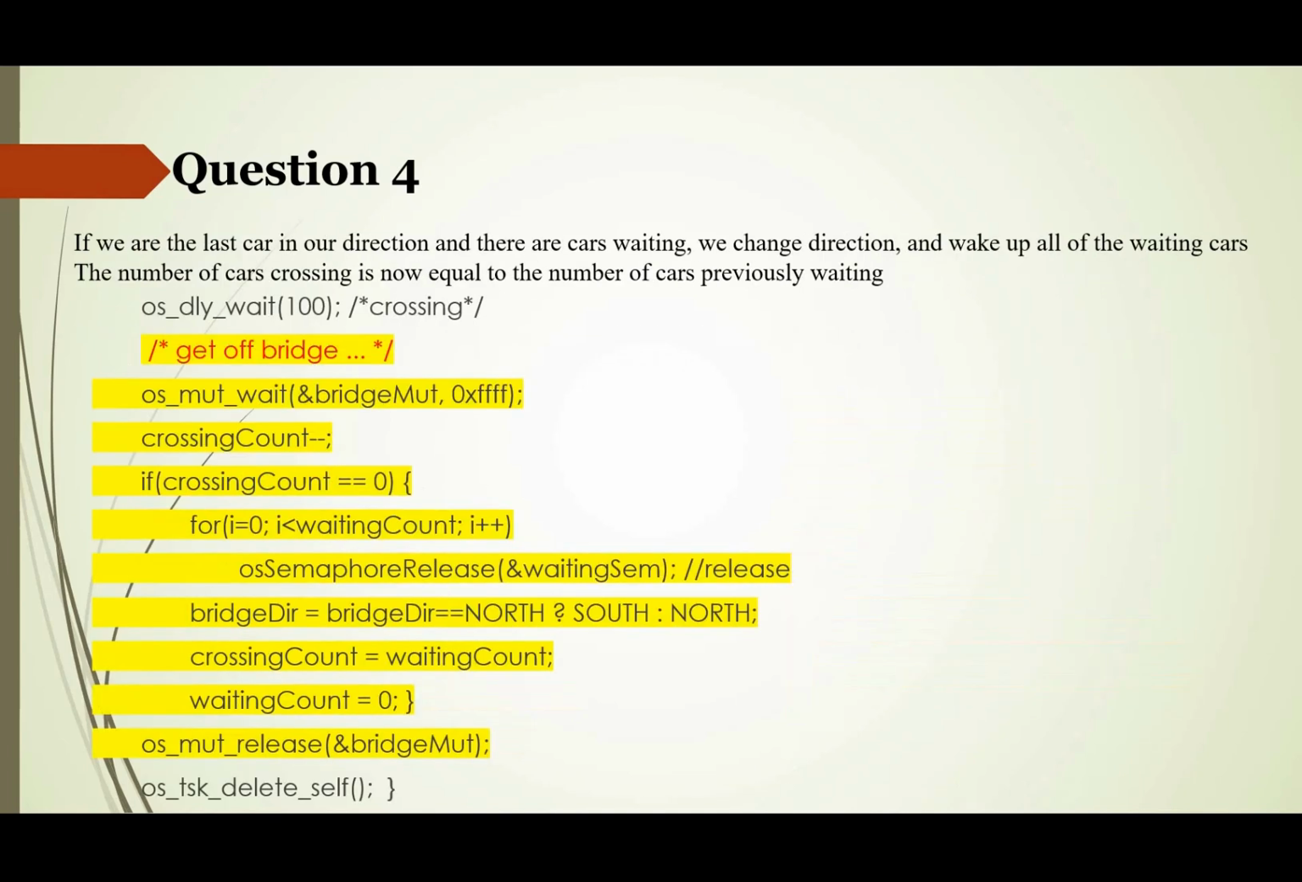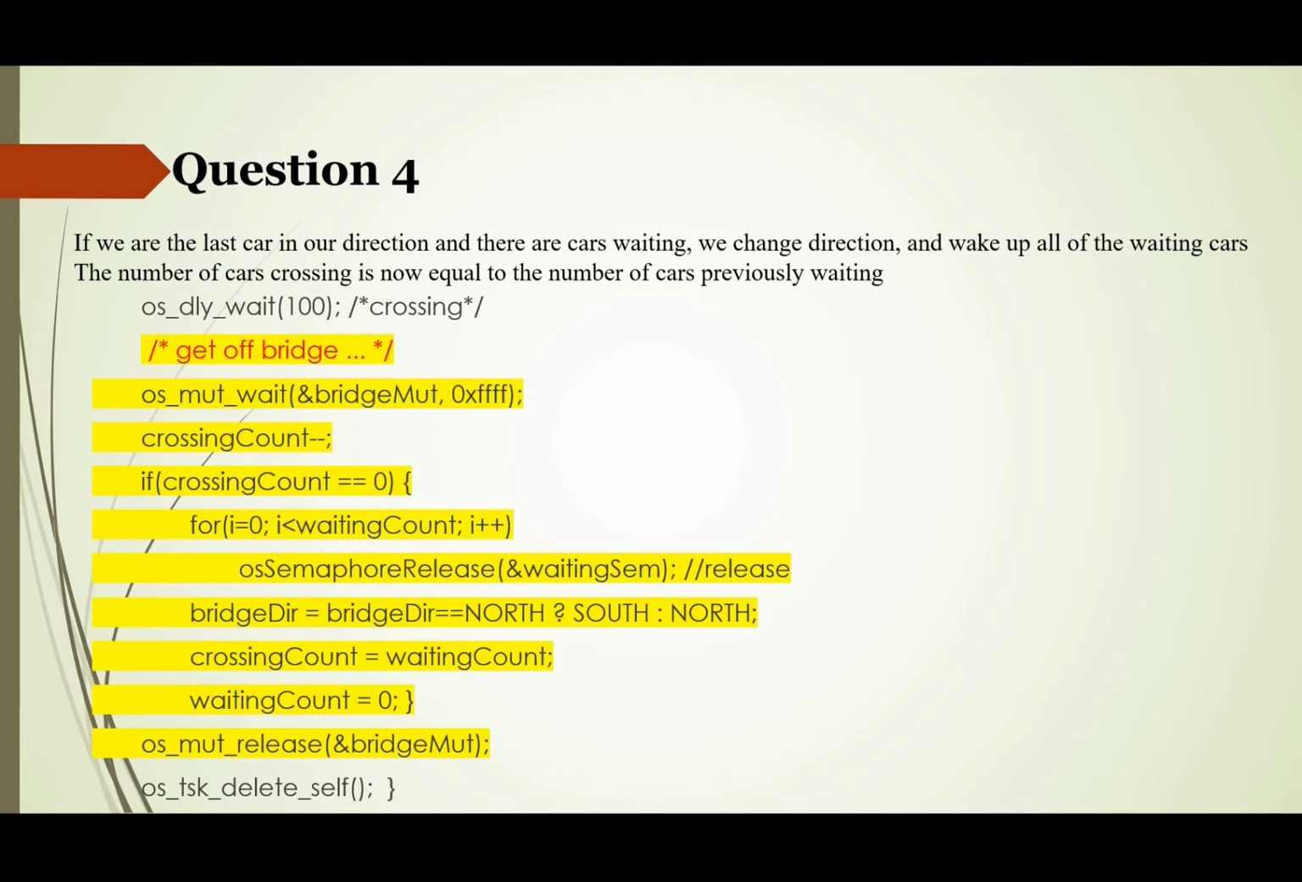The last part would be getting off the bridge. If you're the last car in our direction and there are cars waiting, we change the direction and wake up all of the waiting cars. And for sure, the number of cars crossing is now equal to the number of cars previously waiting. So it's obvious, I guess.